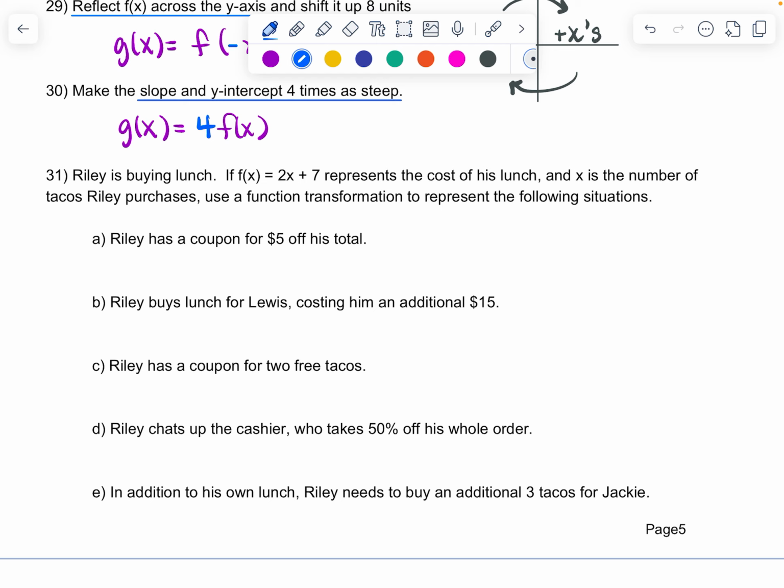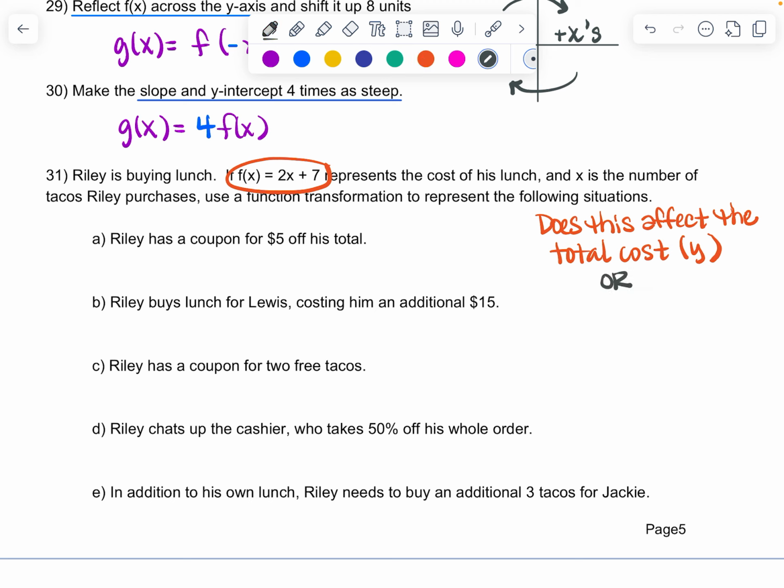Like I said, this is kind of a weird problem. So we know that this whole thing represents the total cost, right? So we want to ask ourselves a question. Does this affect the total cost, which is y? Sorry, my Apple Pencil is lagging. That's the whole function. The whole function itself represents total cost. Or is it only affecting the slope?